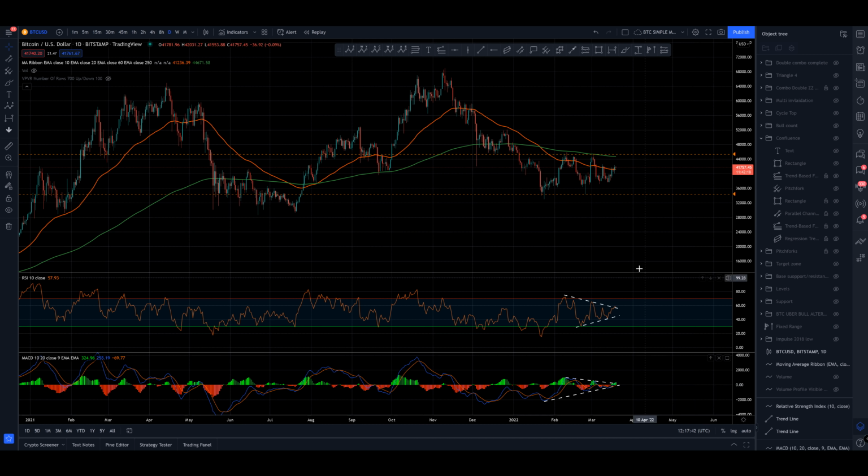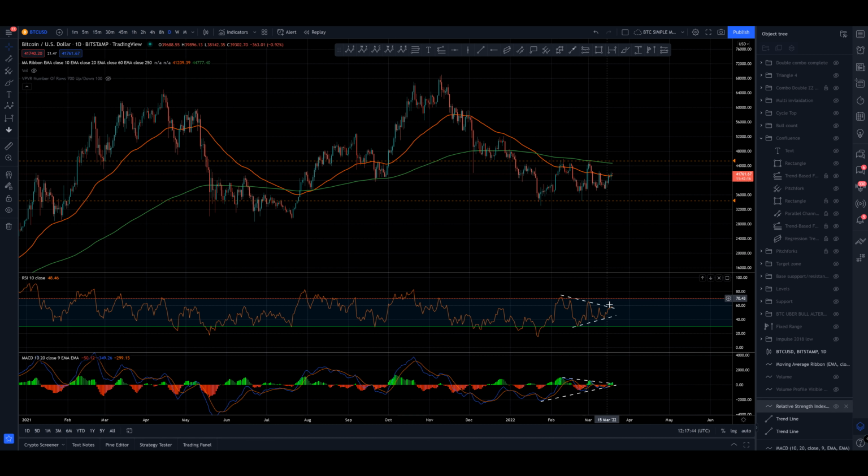As you can see, we have some pretty strong evidence that we're currently in a triangle consolidation. We have lower highs and higher lows in the RSI on the day time frame. We have lower highs and higher lows on the MACD as well. This is synonymous with a triangle pattern.